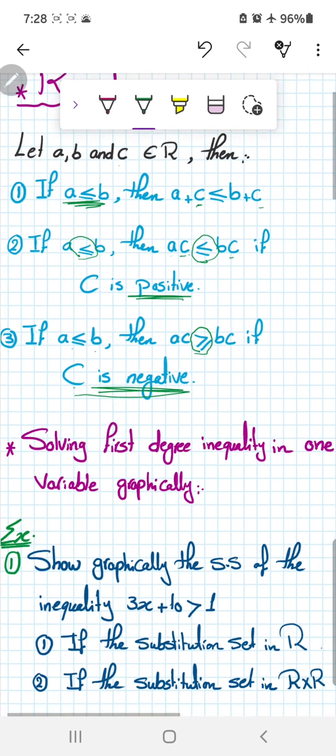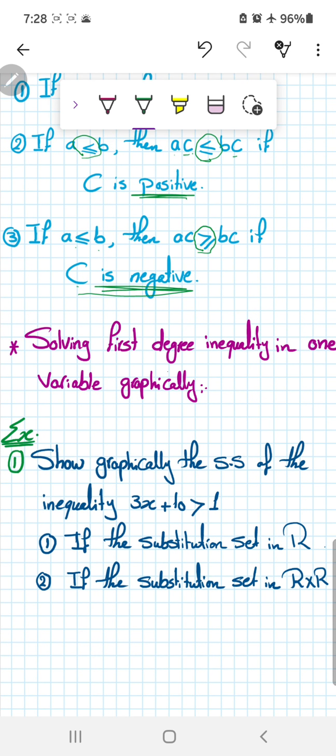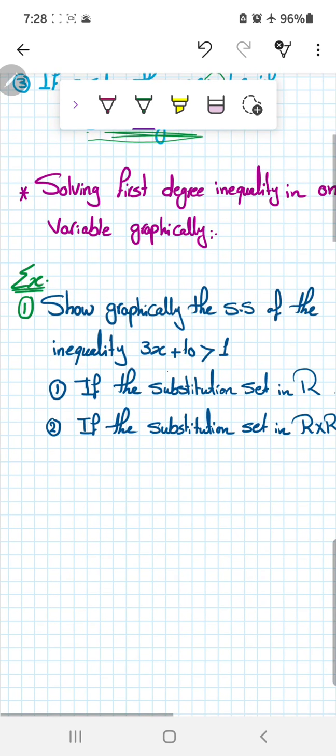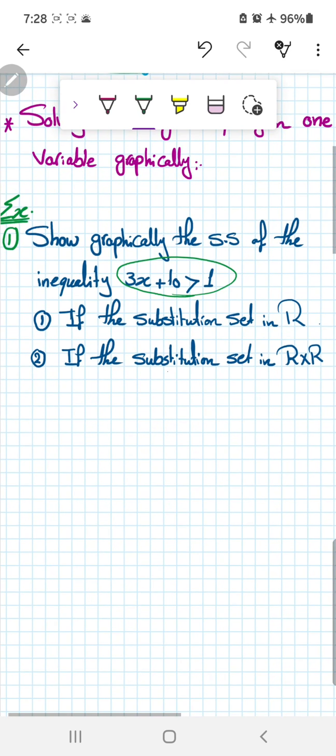Here we will solve, as we said, inequalities of first degree in one variable graphically. Here we have the inequality 3x plus 10 greater than 1. We want to get the solution set in R and in R times R, which is R squared.